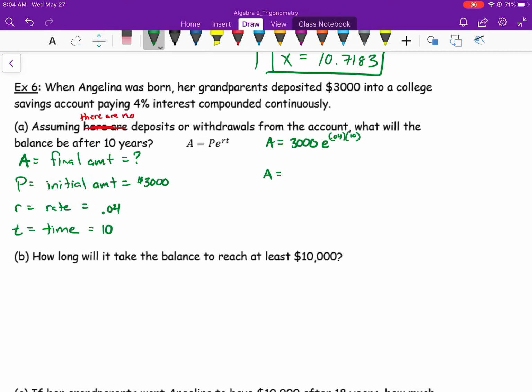Alright, just hammer that out in the calculator. So simplify one more step. e to the 4% of 10, sorry, is 0.4. So A equals, at the end of it, put in the calculator, $4,475 and 47 cents. So not a huge amount, but still something, just money sitting there.